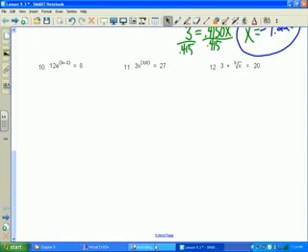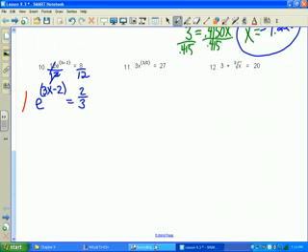Instead, you have to get rid of that 12 first. So I have to divide by 12 first. And I get e to the 3x minus 2 equals 2/3. Now I have a term which by itself has the exponent, and now I can log both sides to bring the exponent down. So now I can take the natural log of both sides and bring this exponent down.